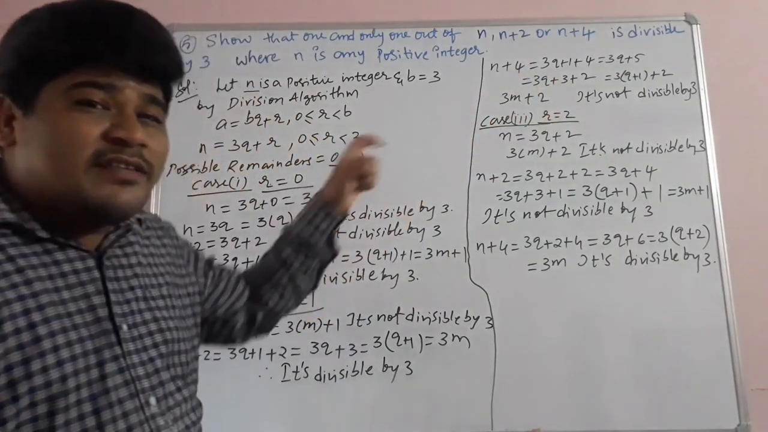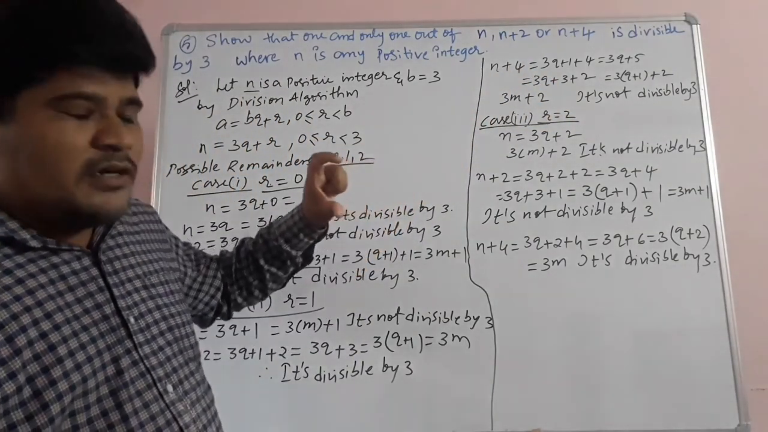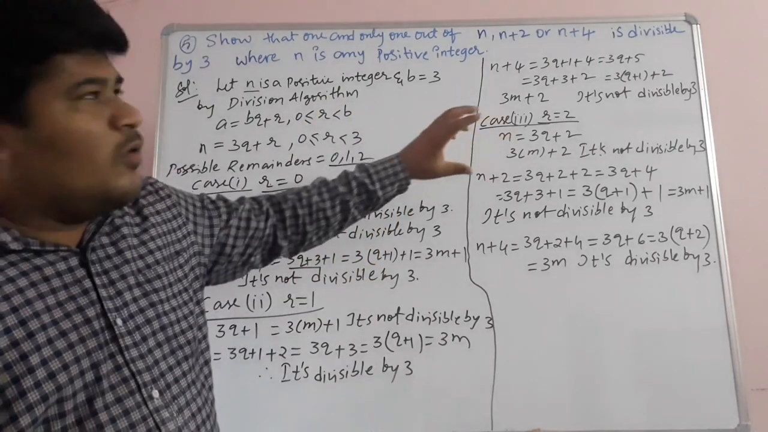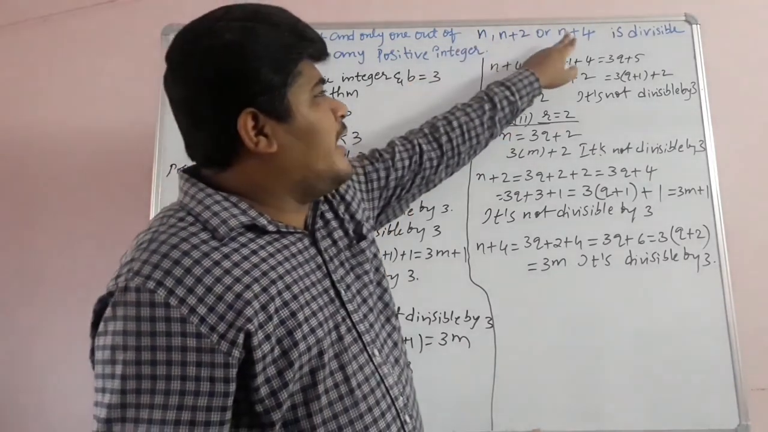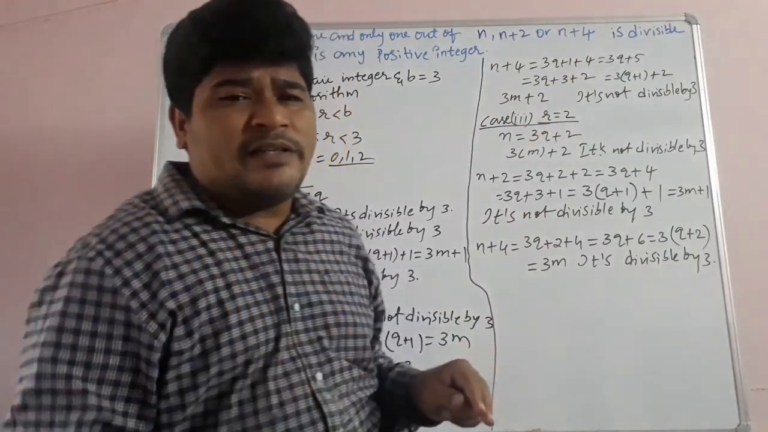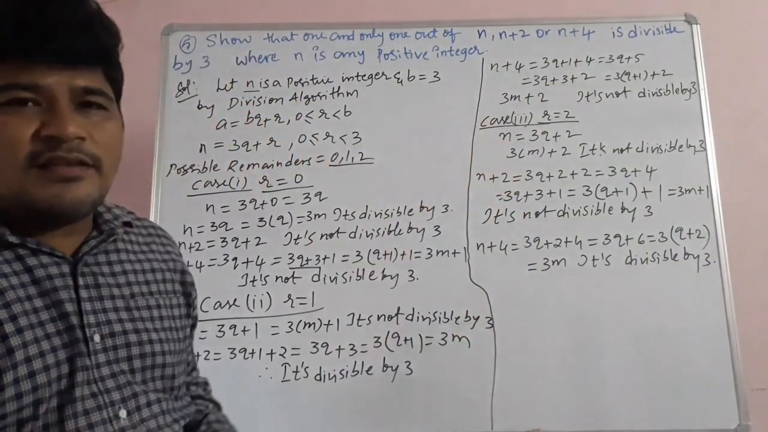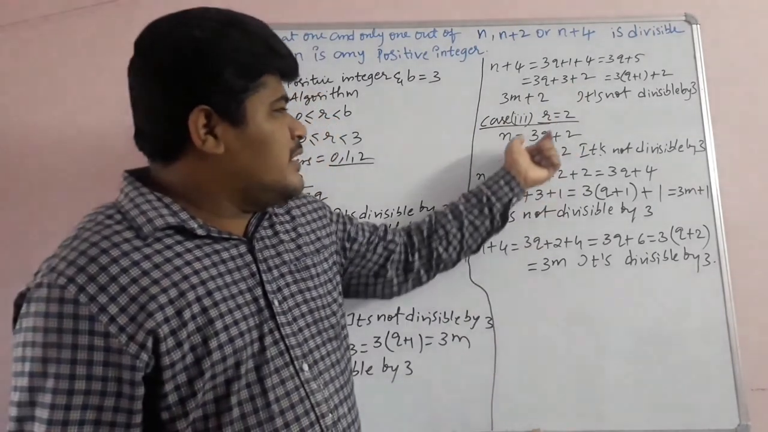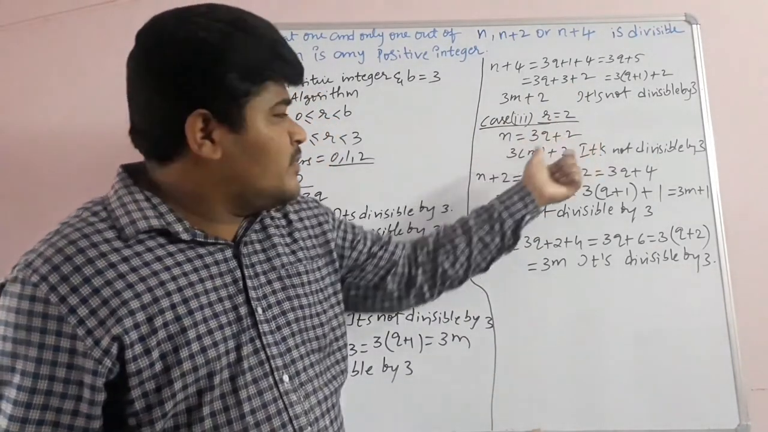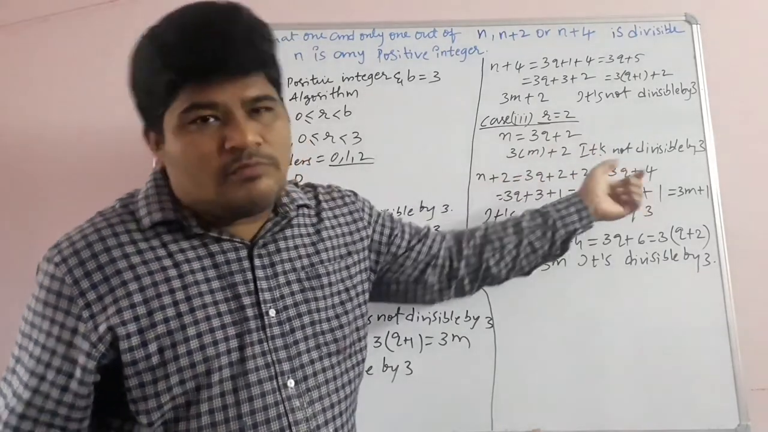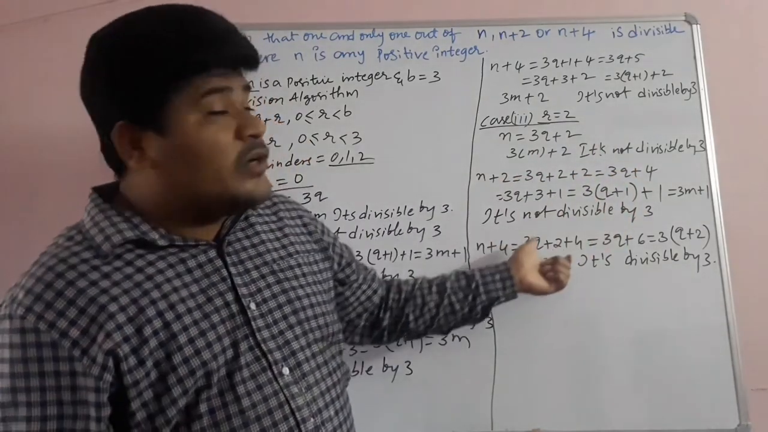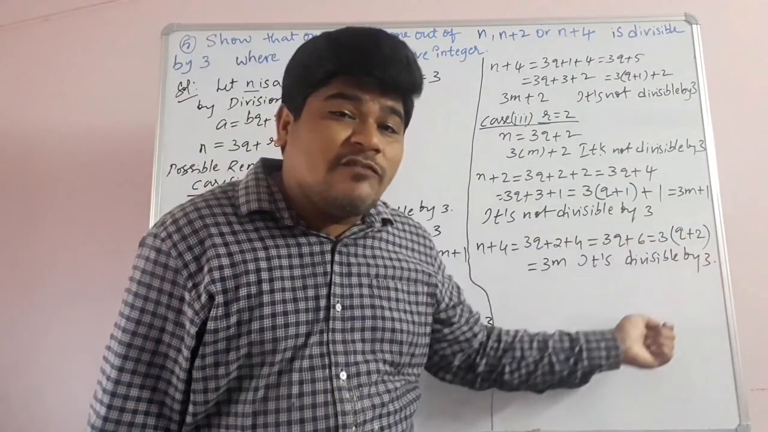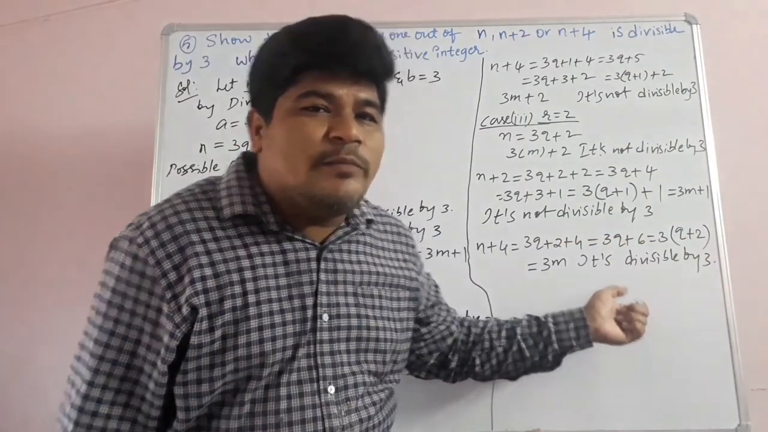Means in the first case and second case, I am sorry, not phase, children, out of n, n plus 2, n plus 4, only one is divisible by 3. Now even in the last case, when we are taking r is equal to 2, n is equal to 3q plus 2, it's not divisible by 3. n plus 2 is 3q plus 4, not divisible by 3. n plus 4 is 3q plus 6, it can be written as 3 of q plus 2, it is in the form of 3m, it is divisible by 3.